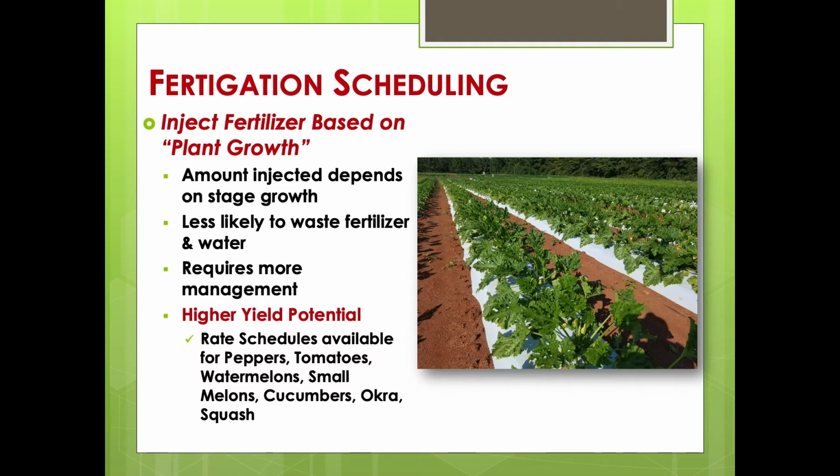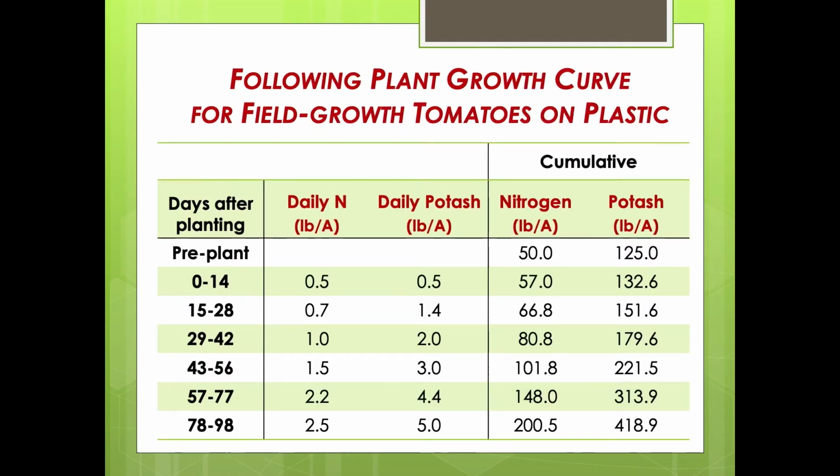But it's a starting point, which you may find over time, through soil testing and leaf analysis, you're going to tweak. So these are starting points for you. If I'm a new grower starting out, this is how you start. This is a typical fertigation schedule that you'd find in our vegetable handbook. This is for field-grown tomatoes.